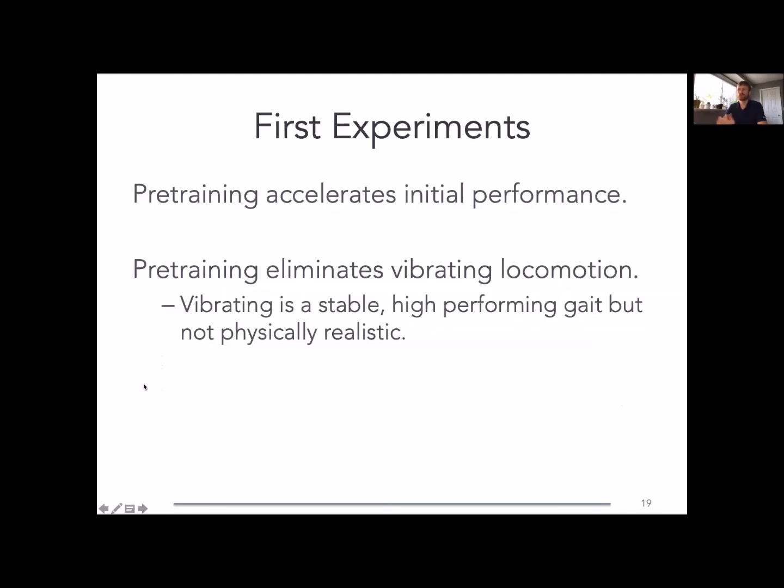All right. So from our first experiments, we see that pre-training does accelerate the initial performance in those early generations, and it does seem to eliminate vibrating locomotion. Now, the thing is, vibrating is somewhat of a stable evolutionary trap because it's a stable gait, it's high performing, but it's not physically realistic if you were to realize it in a robot.